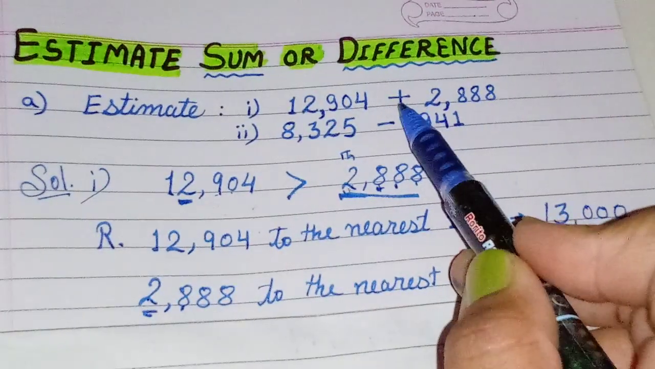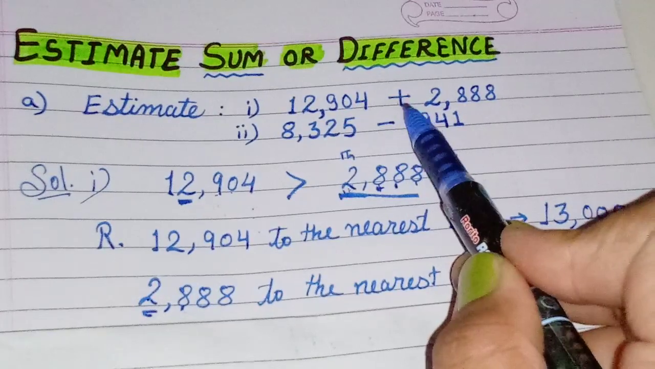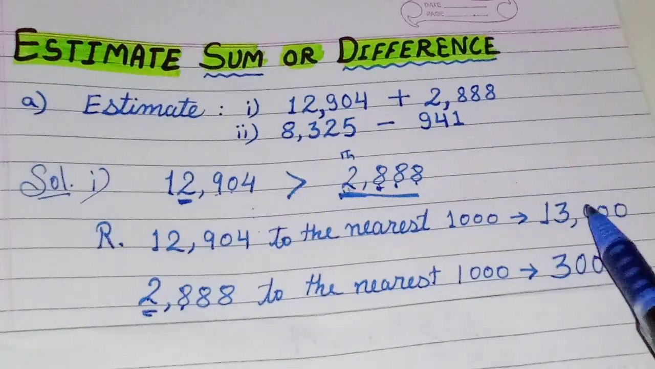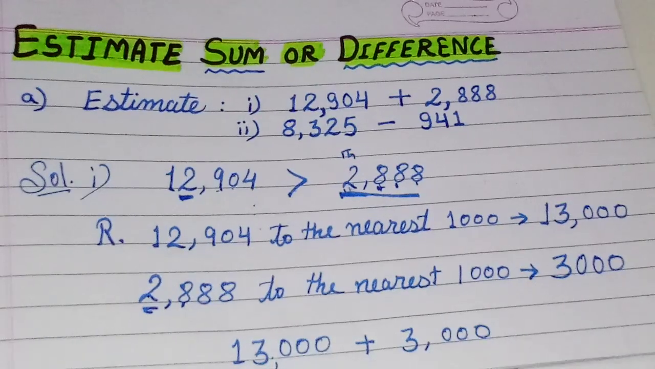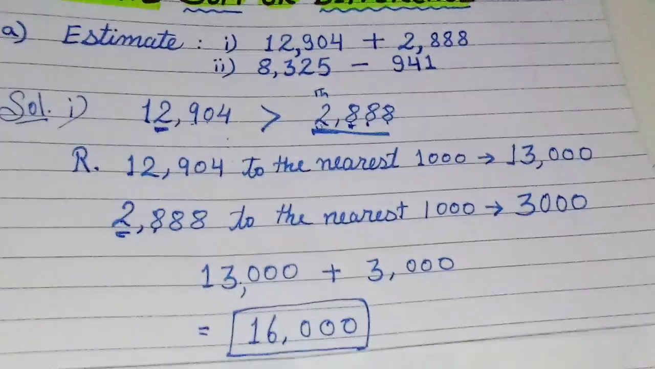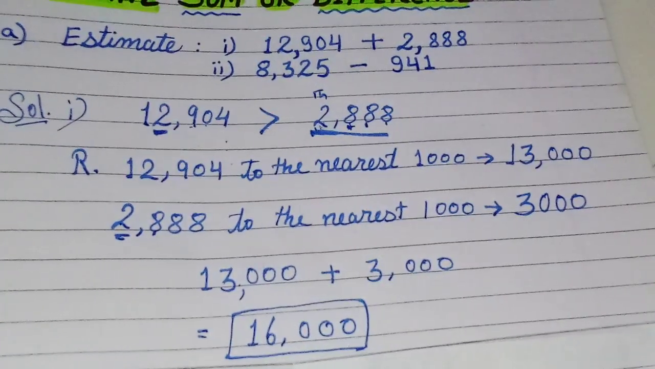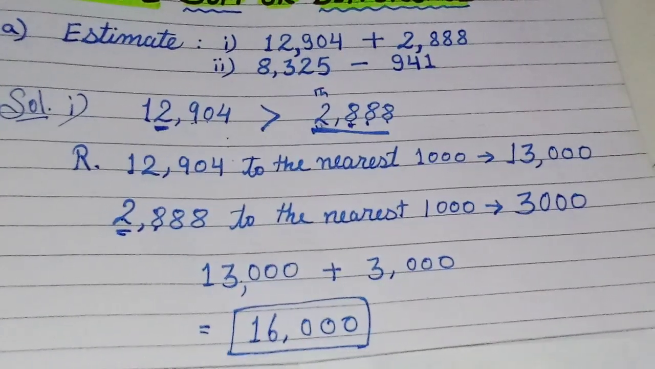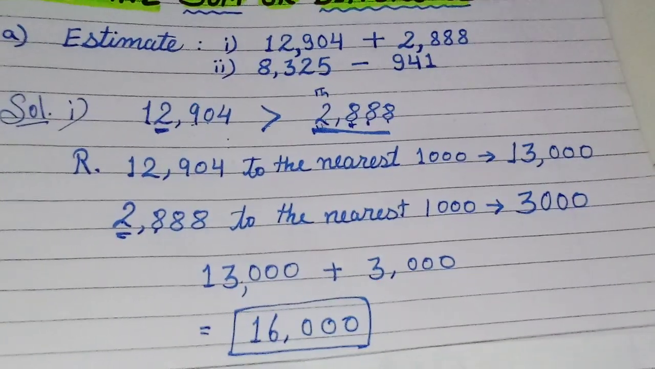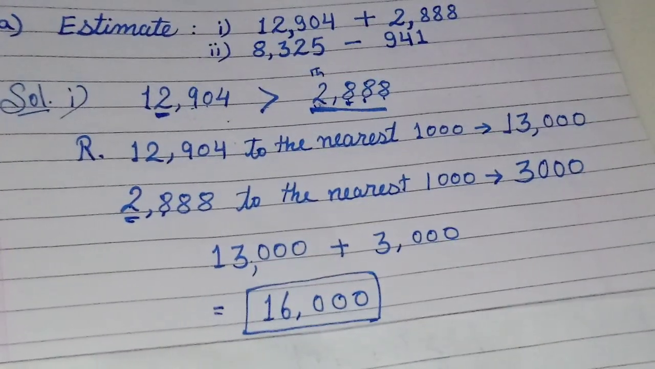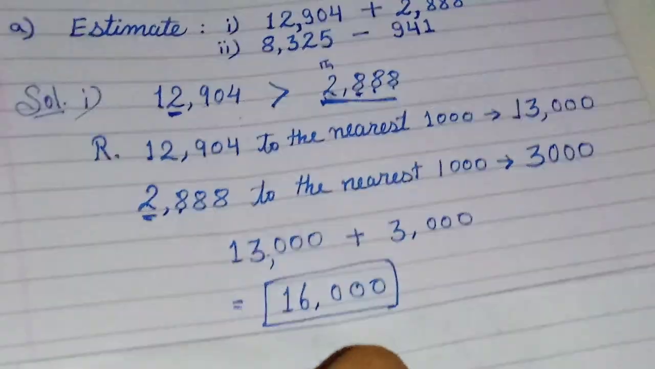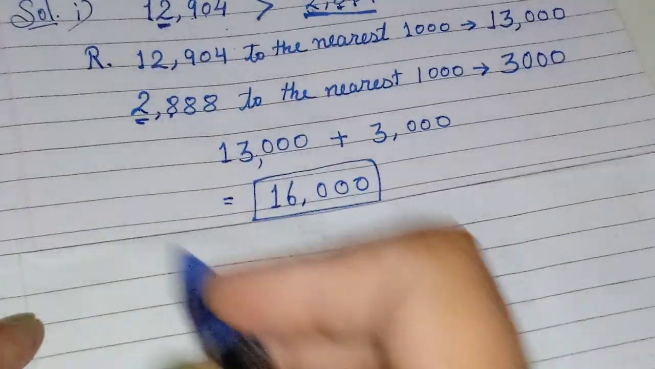According to the question, what we have to do after estimation is add them. So when we add 13,000 and 3,000, their sum we get as 16,000. So our answer is 16,000 here. This is the method to estimate the sum of the given numbers. Now we are going to solve the second point, which is about subtraction.